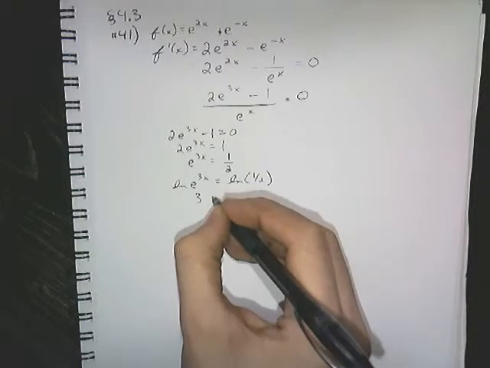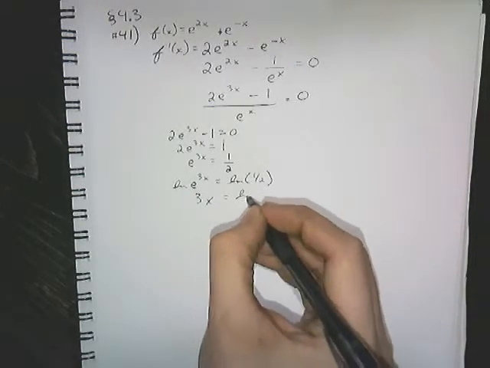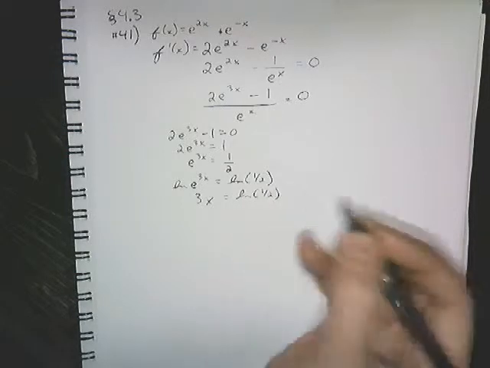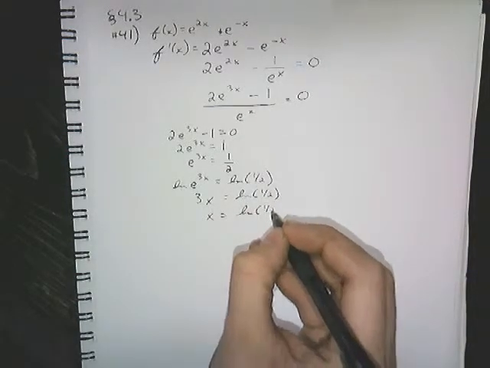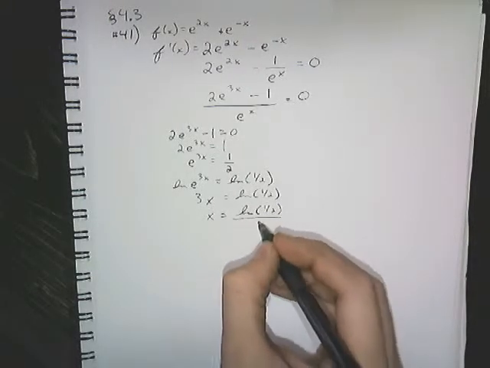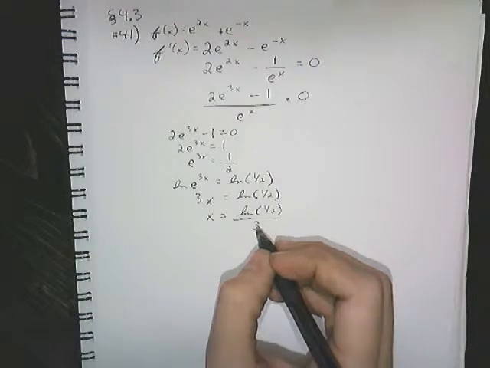So we get 3x, our natural log and e, they cancel out, so we get 3x is equal to natural log of 1/2. So x equals the natural log of 1/2 divided by 3. So that's what we get from our numerator. That'll be a critical point.